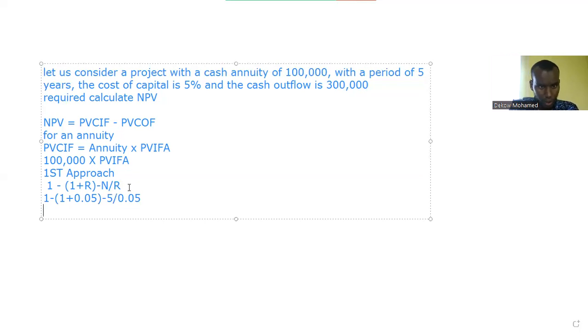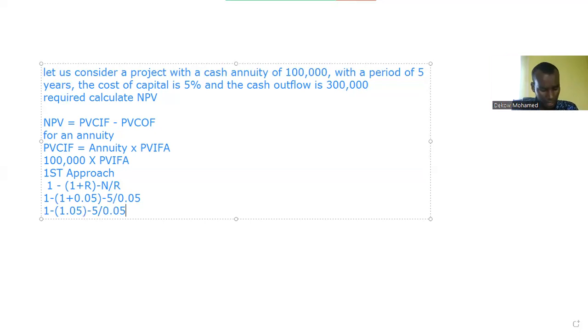Now, if we work out this, we'll have 1 minus 1 plus 0.05 is 1.05. If you take 1 plus 0.05, it is 1.05. Now, we'll have 1 minus 1.05, but this one will be raised to negative 5. Now let me have a bracket so that at least we know 1.05 is raised to negative 5. Then we divide this by 0.05.